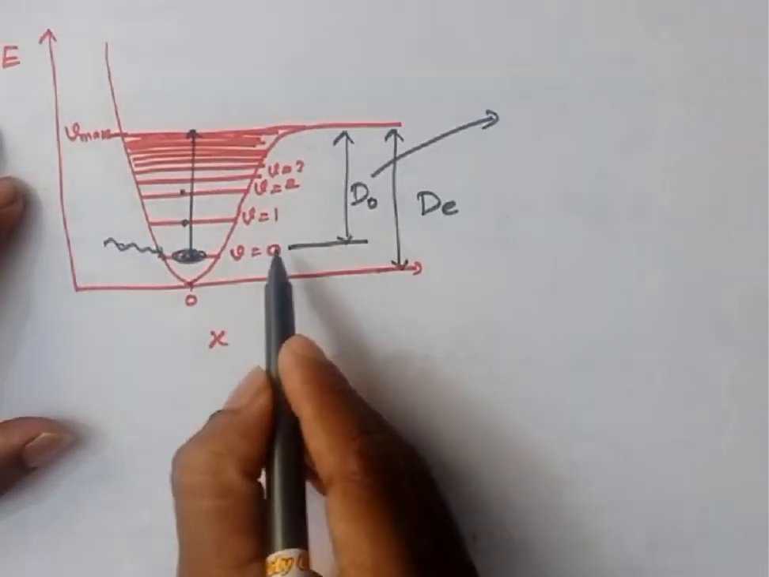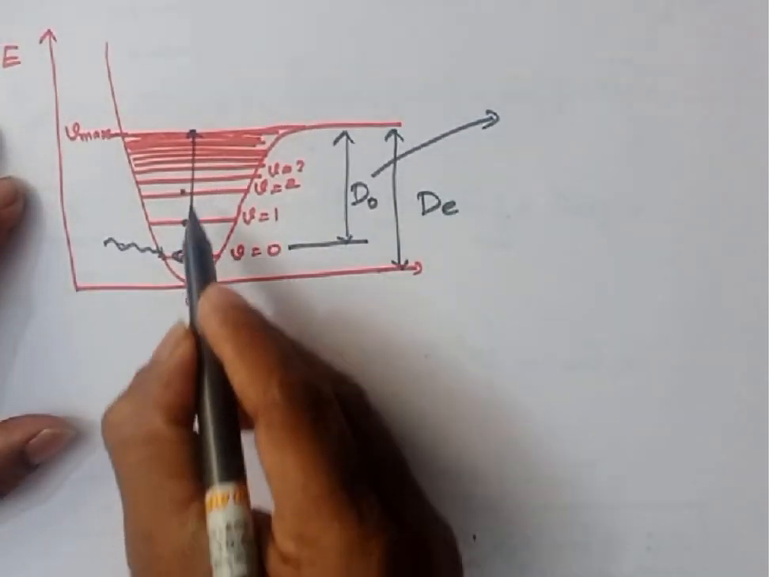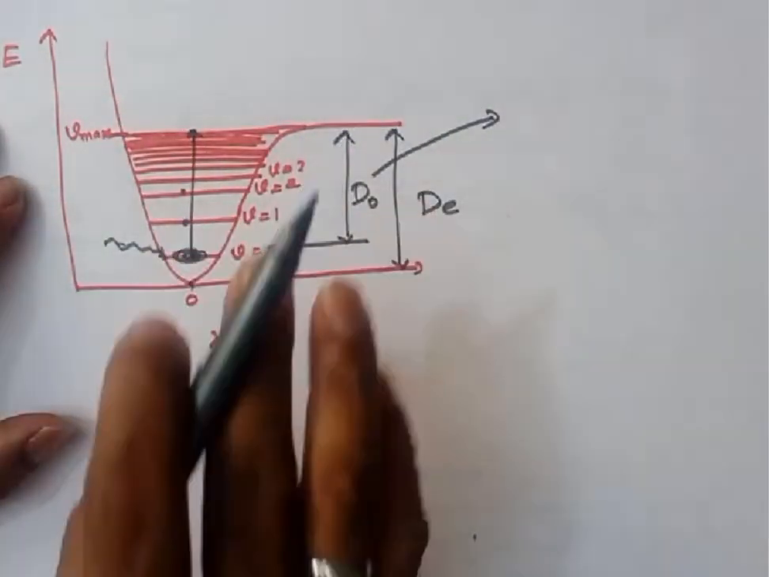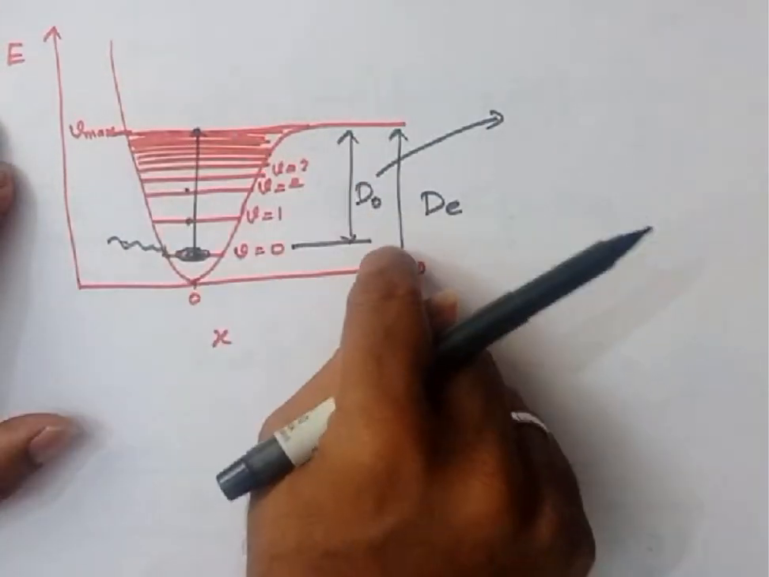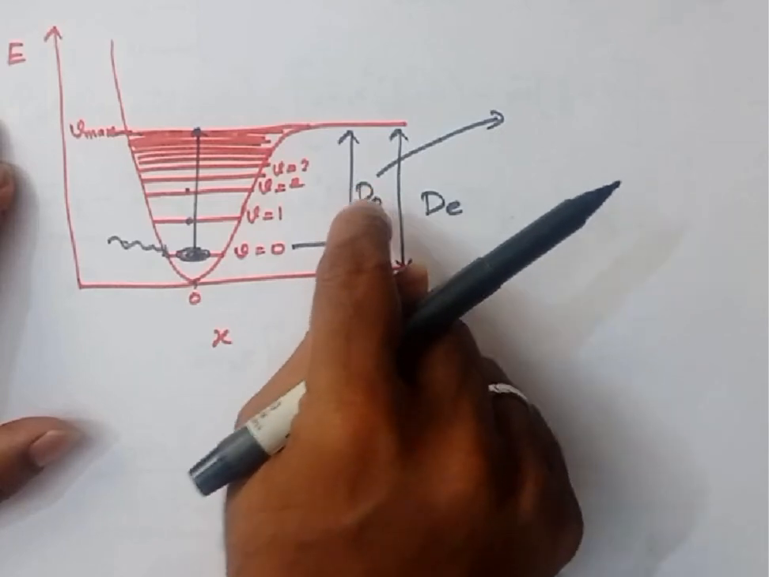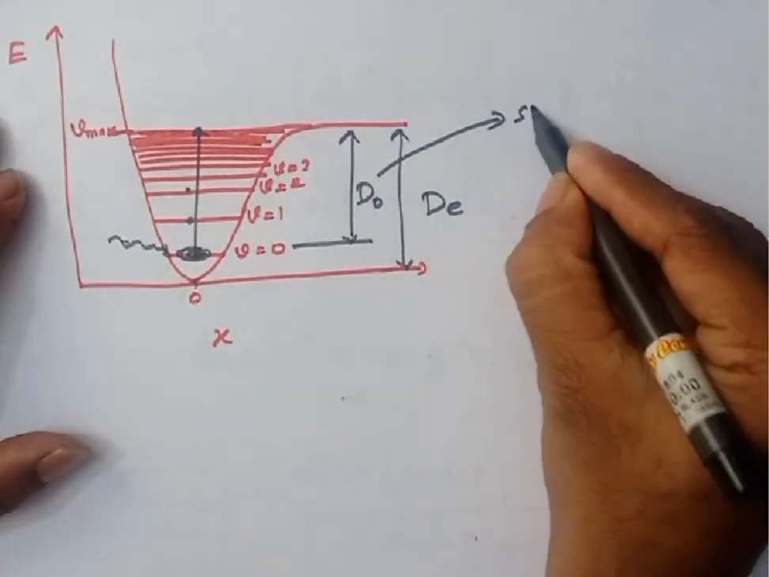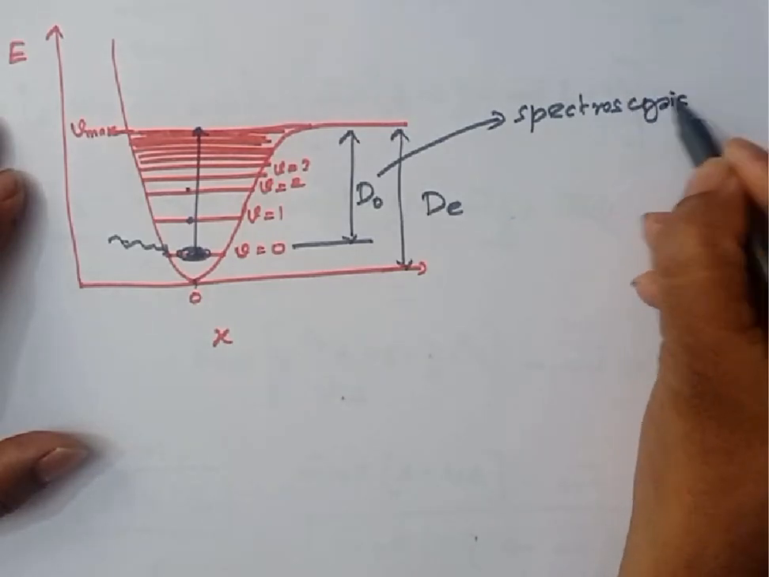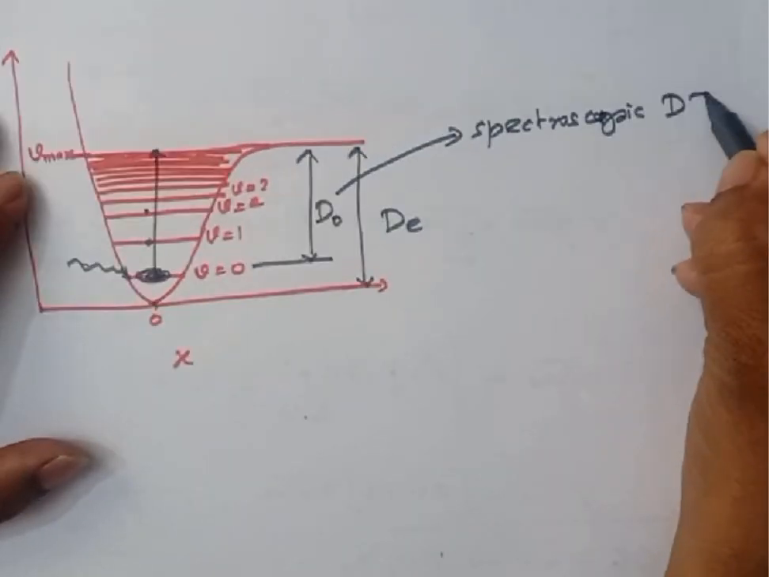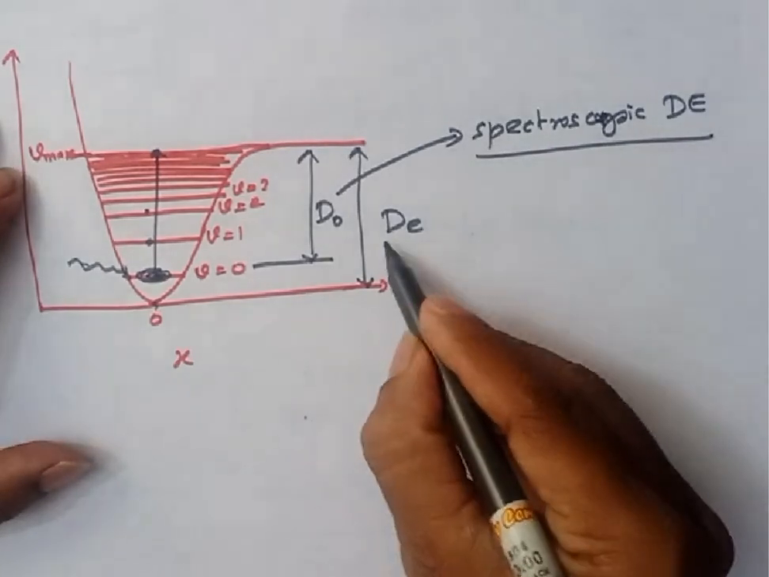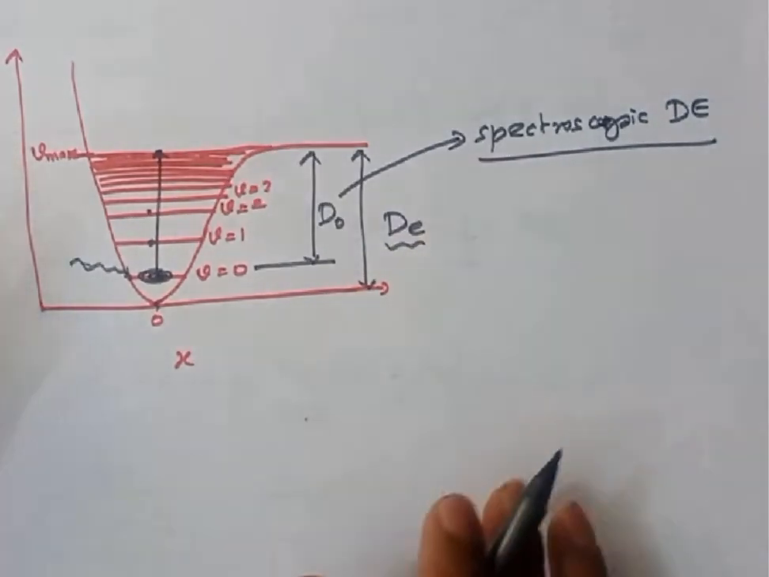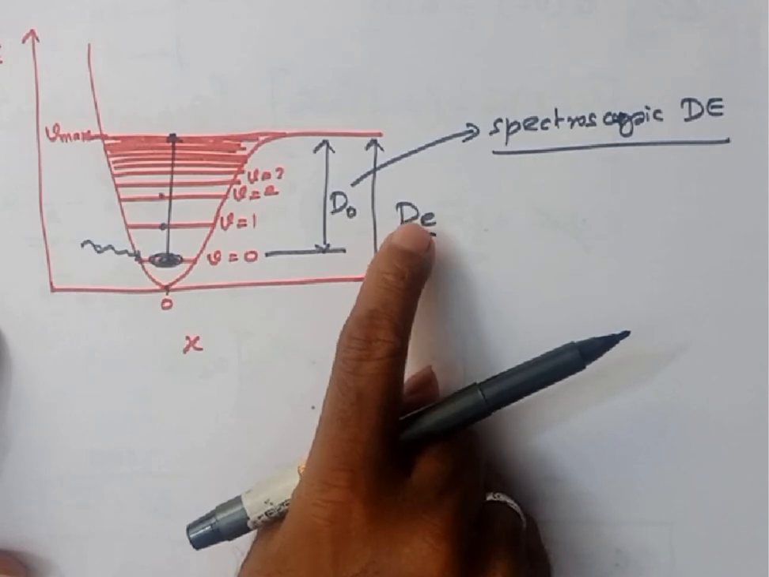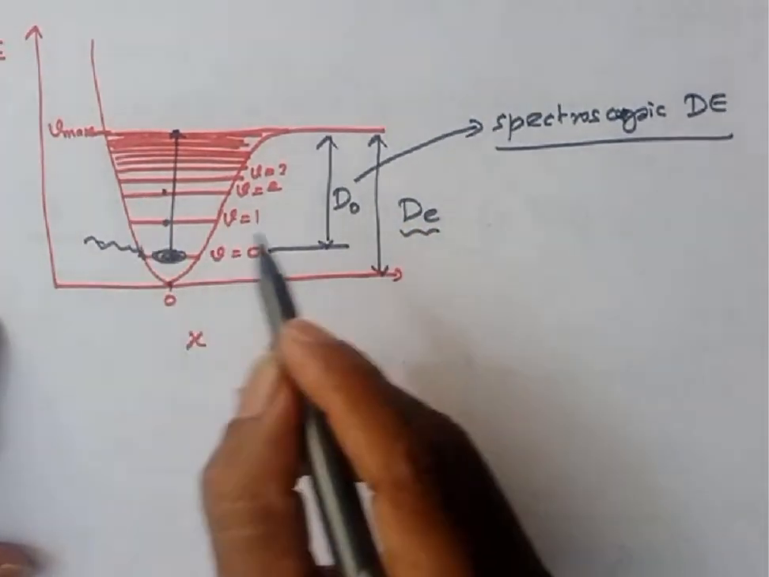If I pass radiation, the molecule absorbs radiation from here and goes here. Once the molecule reaches here, it dissociates. That is also a dissociation energy, but it is the spectroscopic dissociation energy, the spectroscopically measurable dissociation energy. What is DE? The equilibrium dissociation energy of the molecule, which we cannot measure through spectroscopy, but we know very well quantum mechanically.